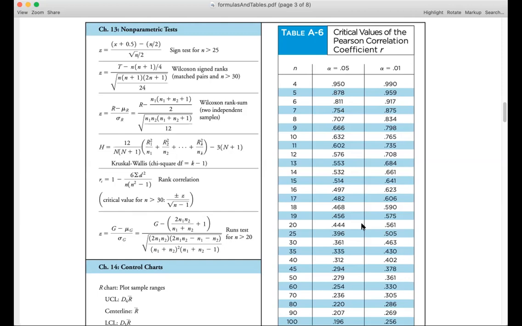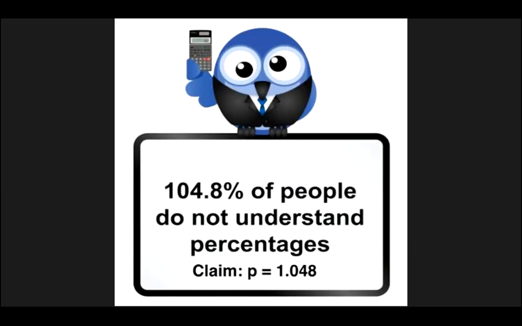Okay? So that's how we're going to use this table. If we need a critical value for a test of correlation, we're going to use table A6, look for the column that corresponds to the significance level, and look in the row that corresponds to the sample size, the number of ordered pairs. Okay, so let's stop that and come back to our document.